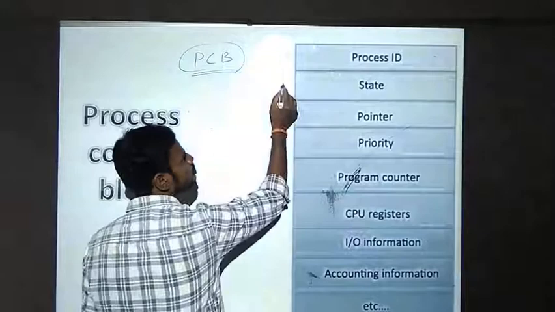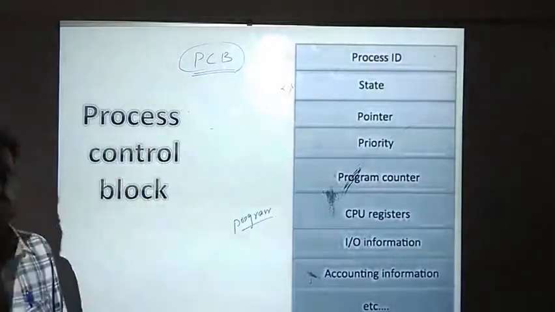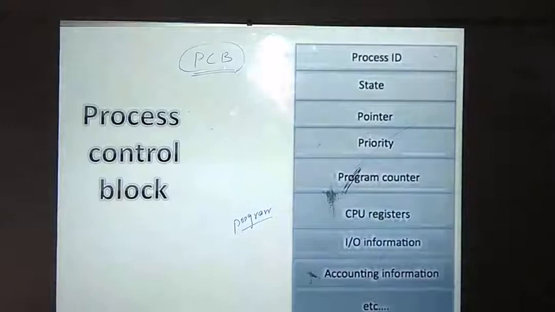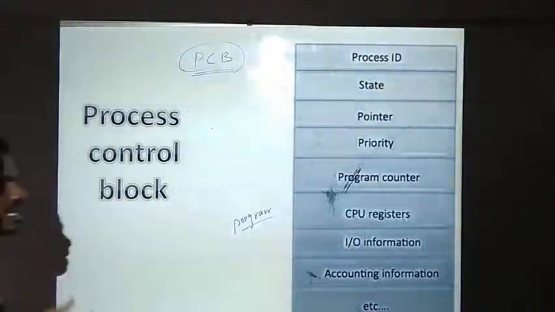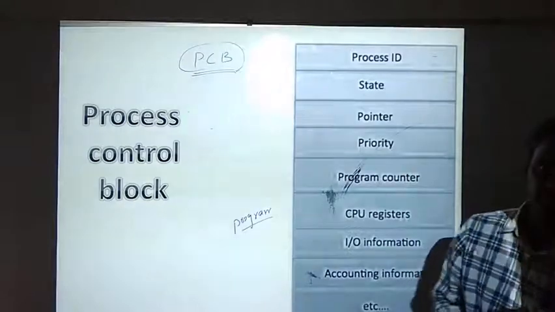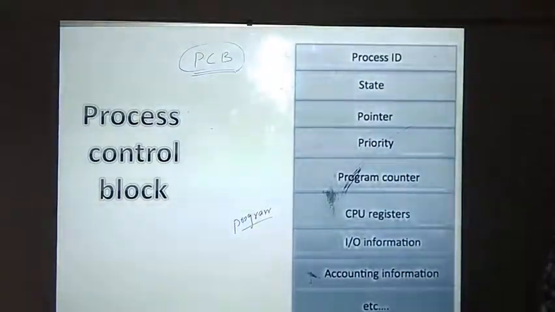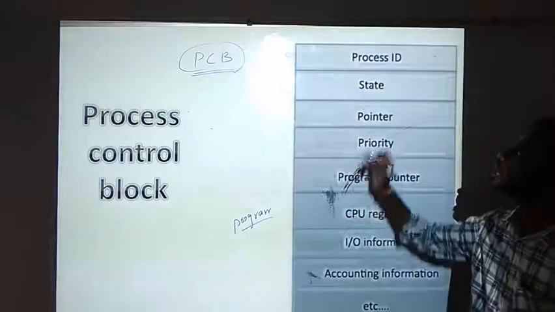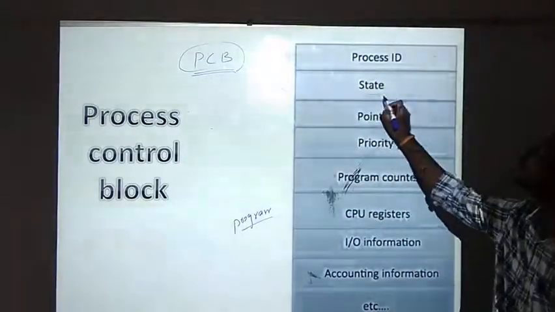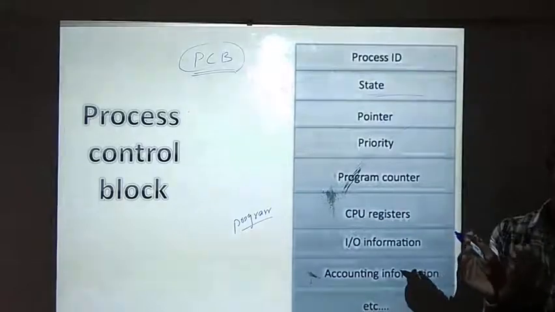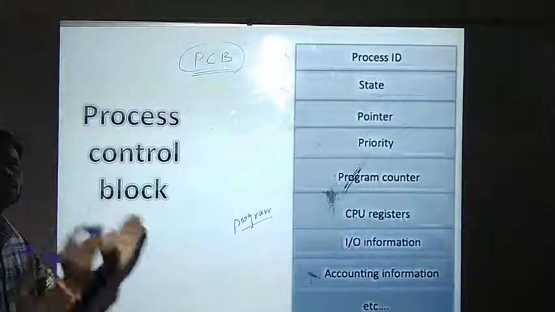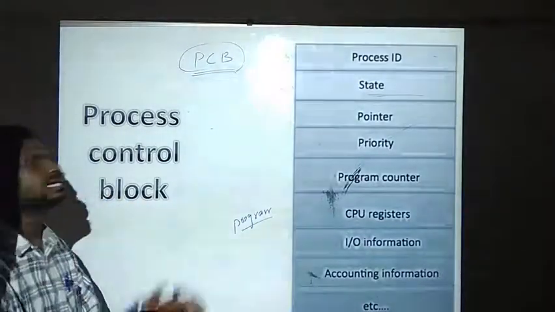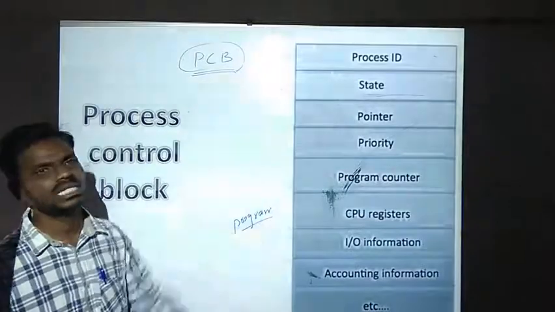The second one is state. Here in the state, we have the information about the process state. We know about the states of processes: the new state, ready state, running state, waiting state, and the last one is the terminated state. This block of information gives the state of the process, in which state you are executing your process, whether new, ready, or running.